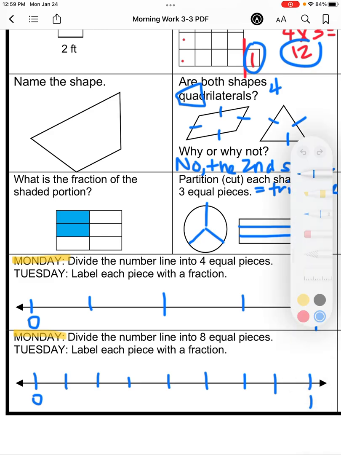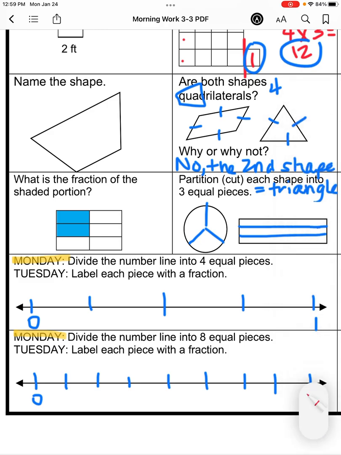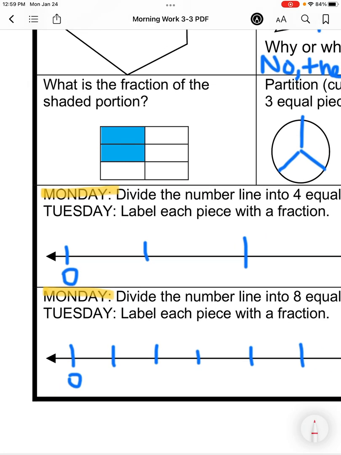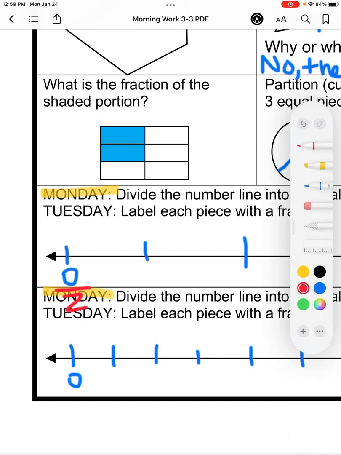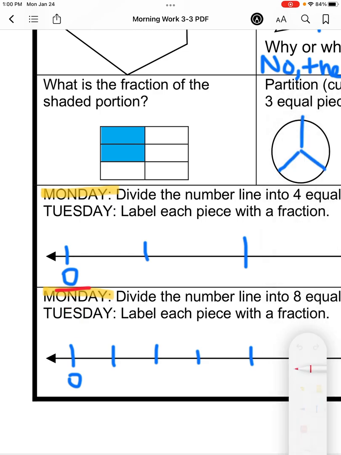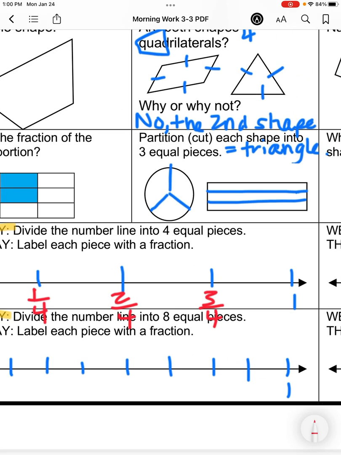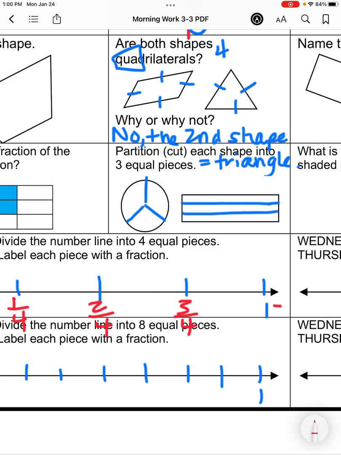It says label each piece with a fraction. So we're going to put 0, whoops, not halves, because yesterday we made sure to check. It's 4 equal pieces, so 0 fourths, 1 fourth, 2 fourths, 3/4 and equals 4/4.